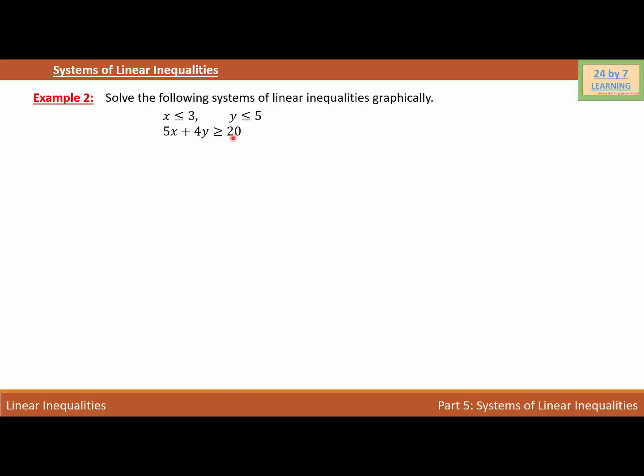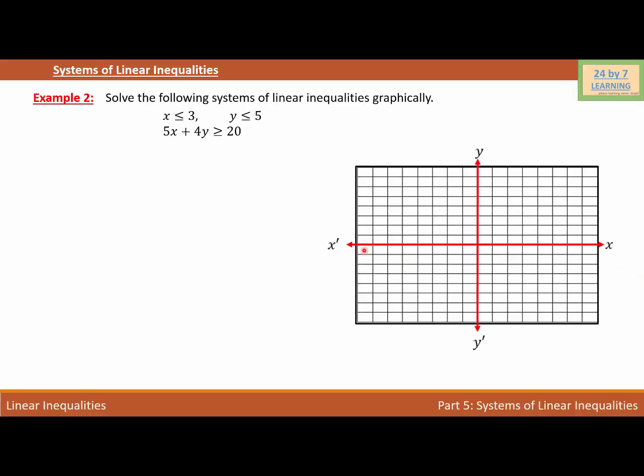In order to graph these systems of linear inequalities, I'm going to consider a graph. So this is my graph, where this is my x-axis and this is my y-axis. Now I'm going to consider one inequality at a time. So I'm going to consider first the inequality x is less than or equal to 3, which is over here.